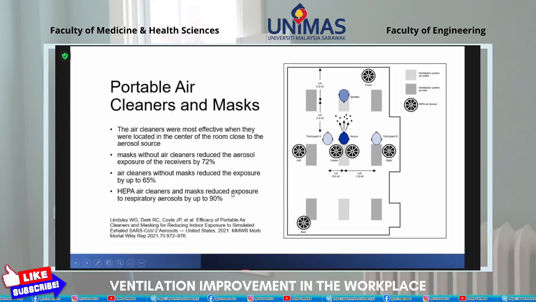They are positioned in the room, and they found that it is most effective if we put the air cleaners closest to the aerosol source. So if, for example, in a hospital, in what we call an isolation ward or isolation room, we know that someone is going to become the aerosol source of infection, then it is most effective if we put the air cleaner near that person or near the source itself. And by combining air cleaners and the use of masks, it reduces the aerosol exposure to the receiver by 72%.